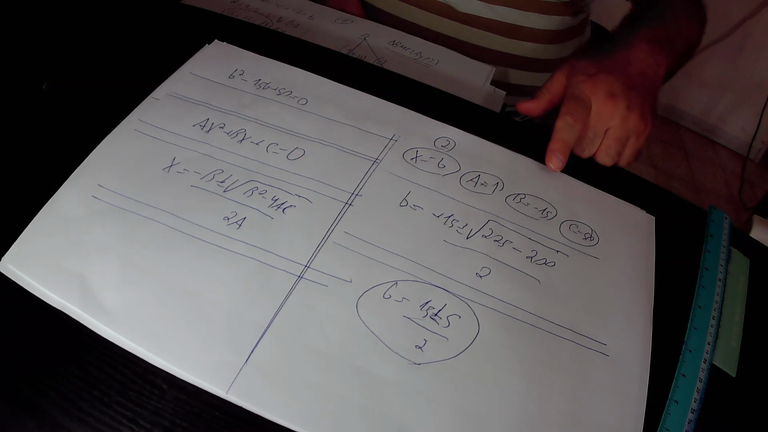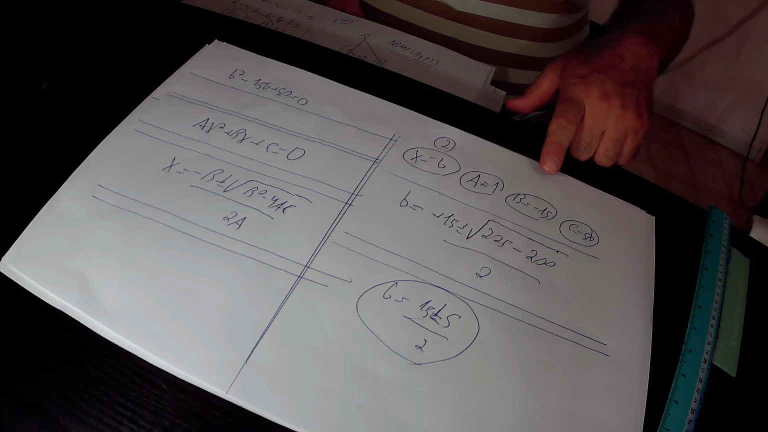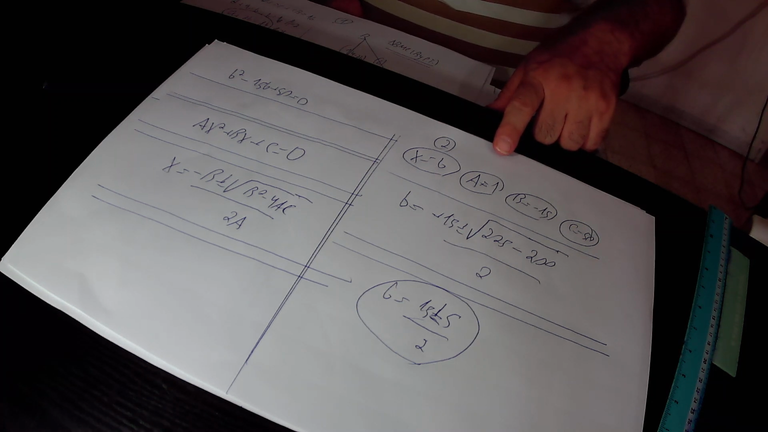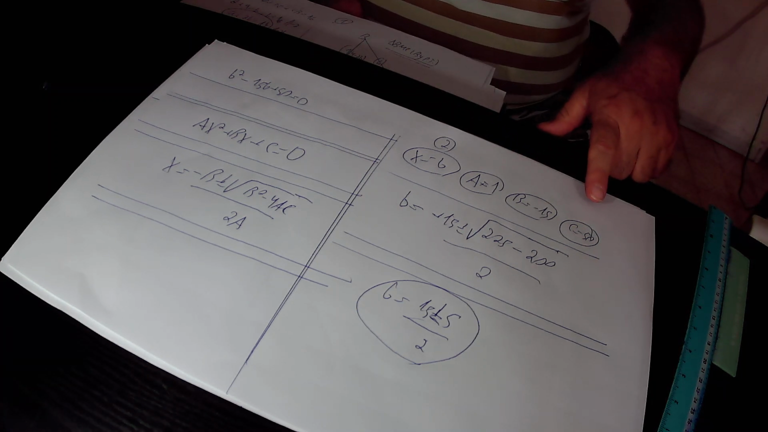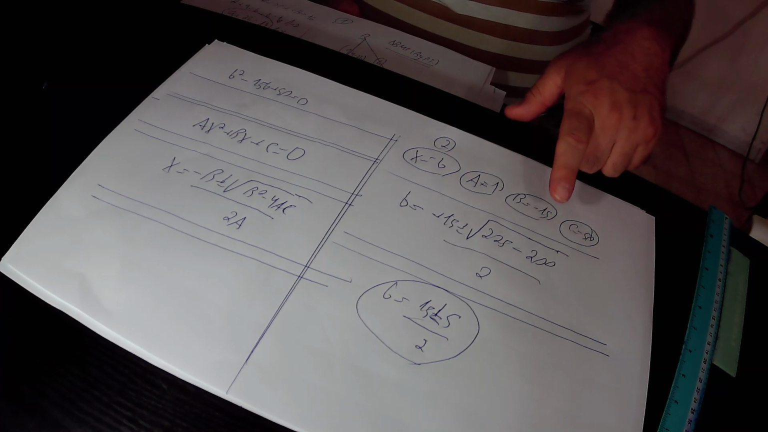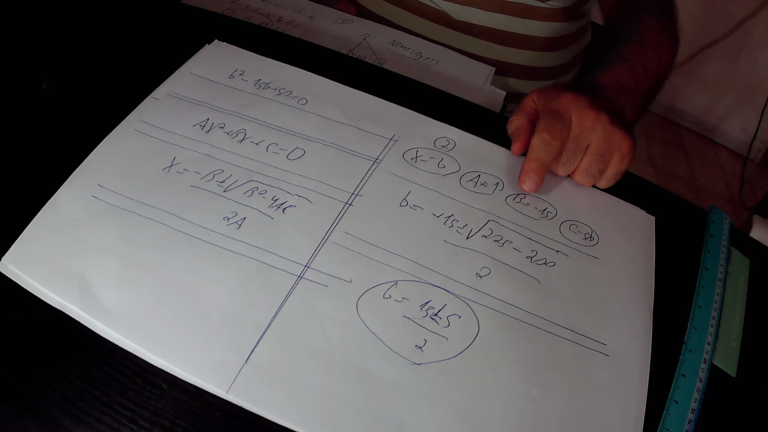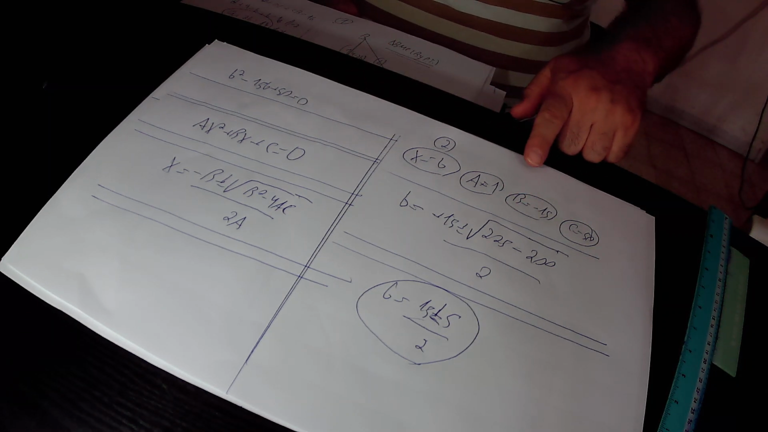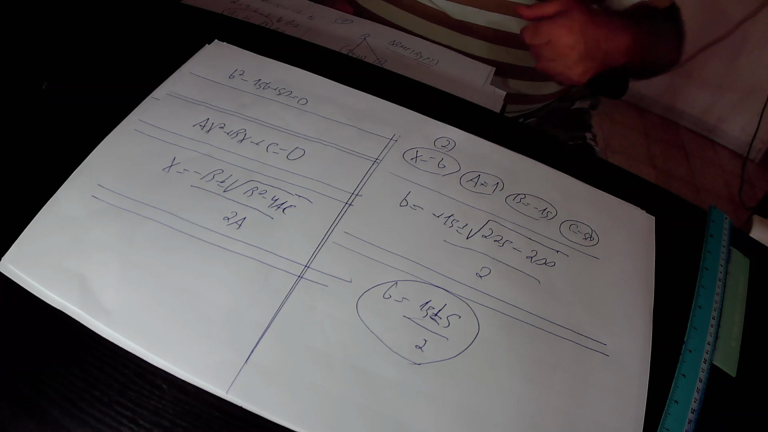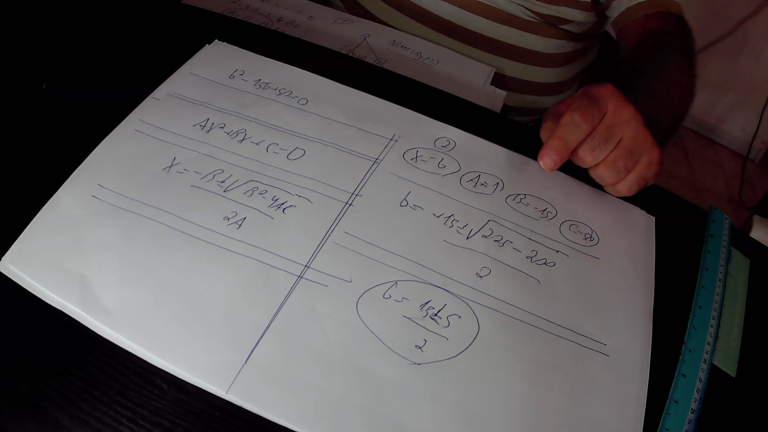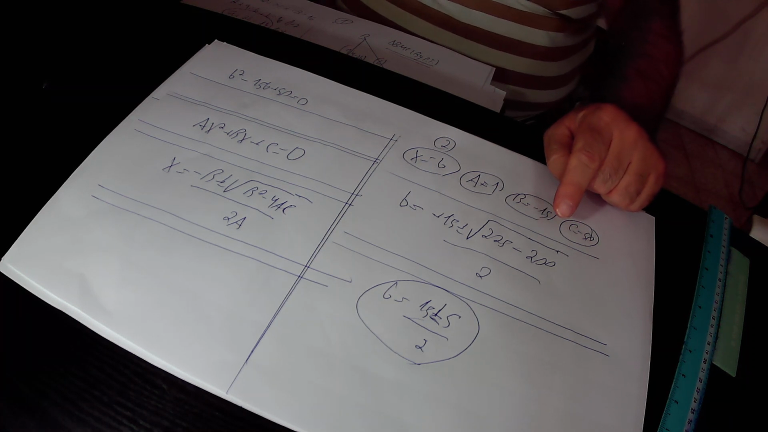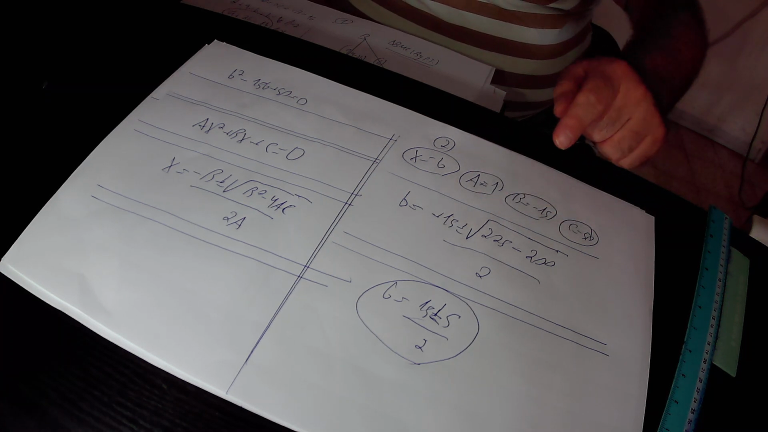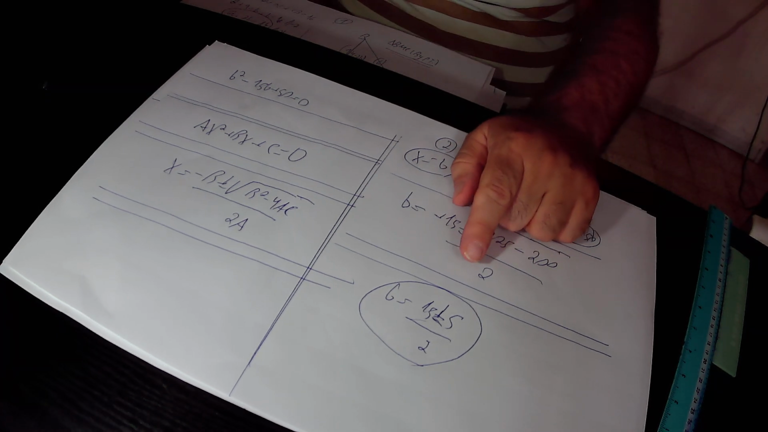b squared. b is minus 15, therefore b squared is 225, minus 4 times a, which is 1, times c, which is 50, so minus 4 times 50 is minus 200. So inside the root we have 225 minus 200, divided by 2a. a is 1, so 2a is 2 times 1, that is 2. So in total, b equals 15 plus or minus the square root of 225 minus 200, which is 25, and the square root of 25 is 5, divided by 2. So b equals 15 plus or minus 5 over 2.